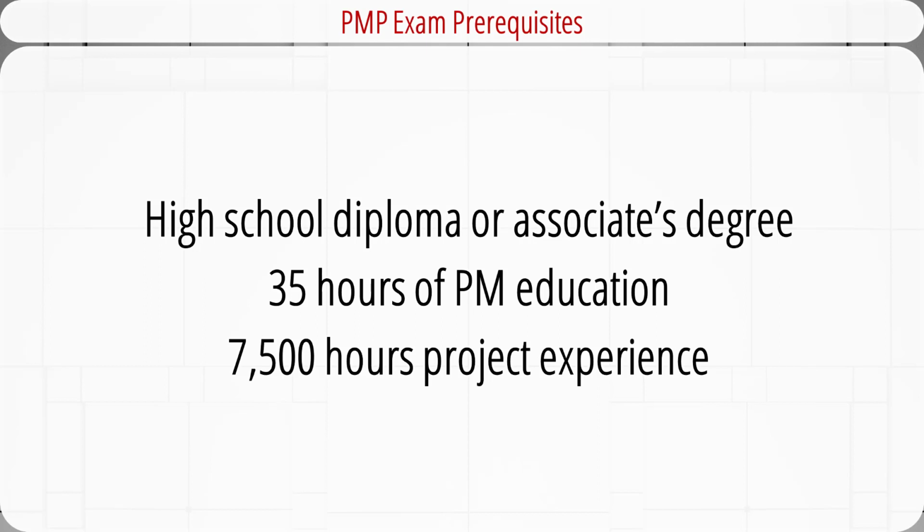If you have a high school diploma, an associate degree, or equivalent, you will need 35 hours of project management education, which are called contact hours, and 7,500 hours of experience leading and directing projects before you can take the exam. 7,500 hours is approximately equivalent to 5 years of experience.